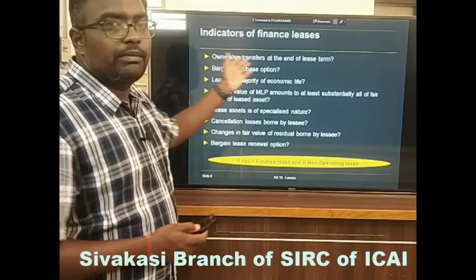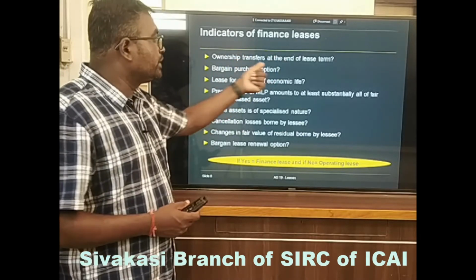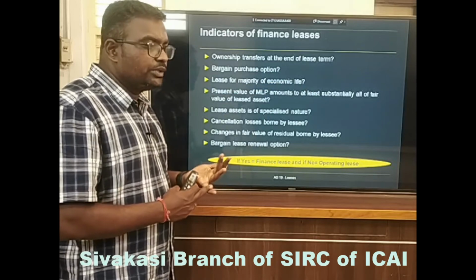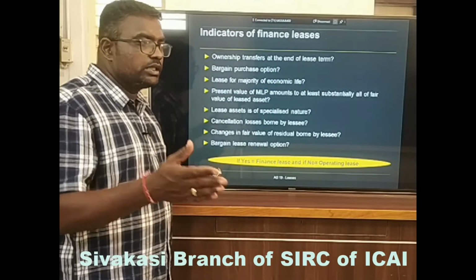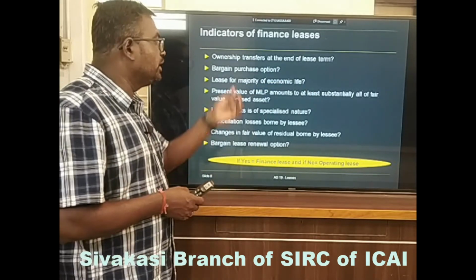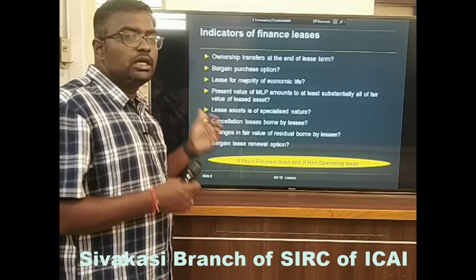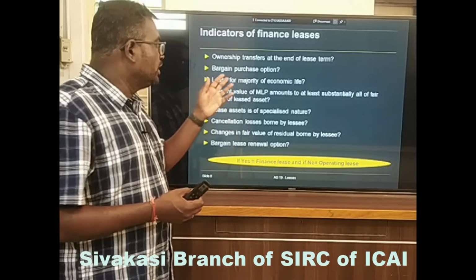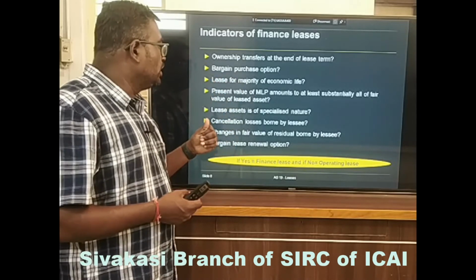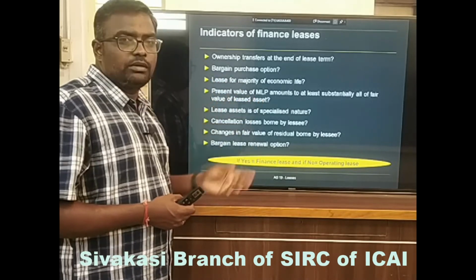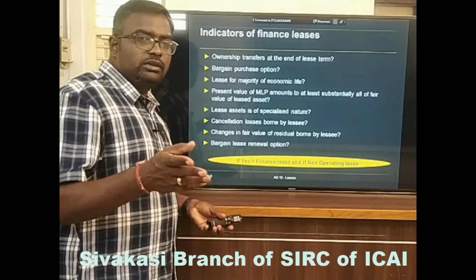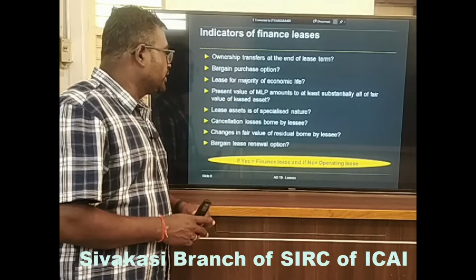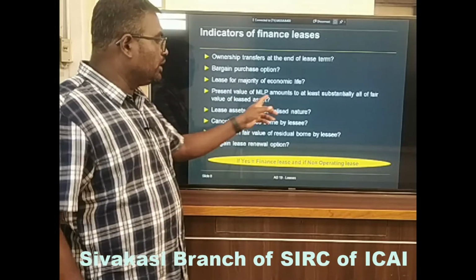So how to determine a finance lease? The ownership transfers at the end of the lease term. The agreement should have an option of transferring. Say in my building example, if after 10 years itself the building is getting transferred to the lessee's name at a very low consideration, then it is a finance lease. It's a bargain purchase option. Lease for the majority of the economic life: as I told you in my example, if the lessee is occupying this building for 30 years, then it is a finance lease. Then the present value of MLP.